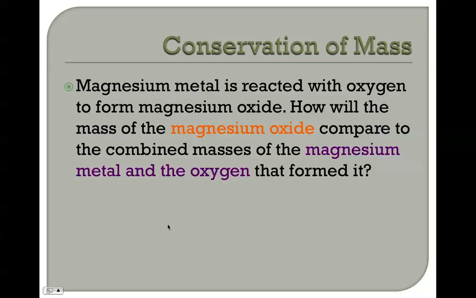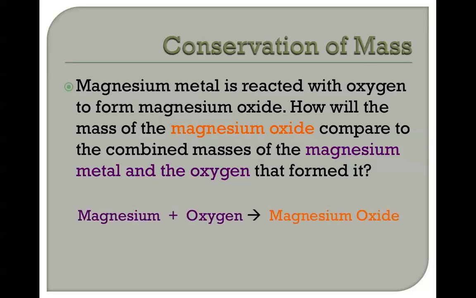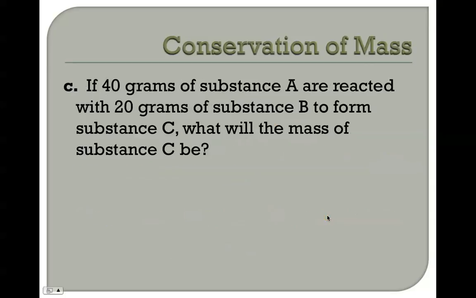Here I have that magnesium metal reacted with oxygen to form magnesium oxide. How will the mass of the magnesium oxide compare to the masses of magnesium and oxygen that formed it? Well, here we have the process, and we know that if mass is conserved, the mass of magnesium and oxygen must be equal to the mass of the magnesium oxide. So the sum of the masses has to be equal to the product.